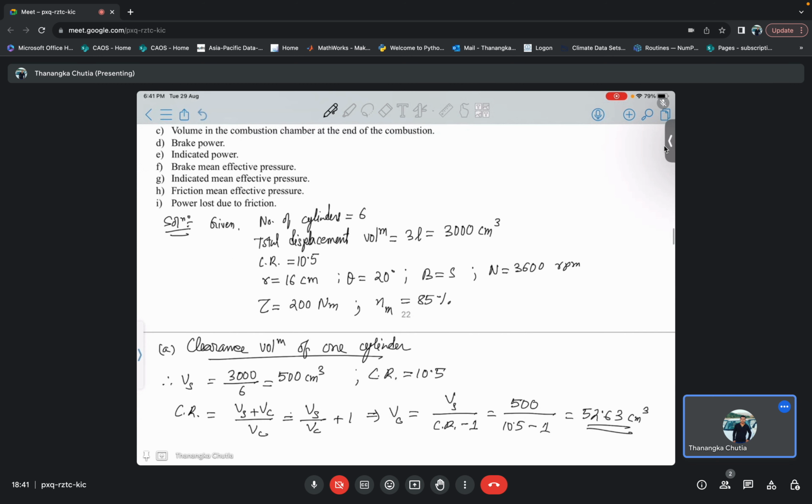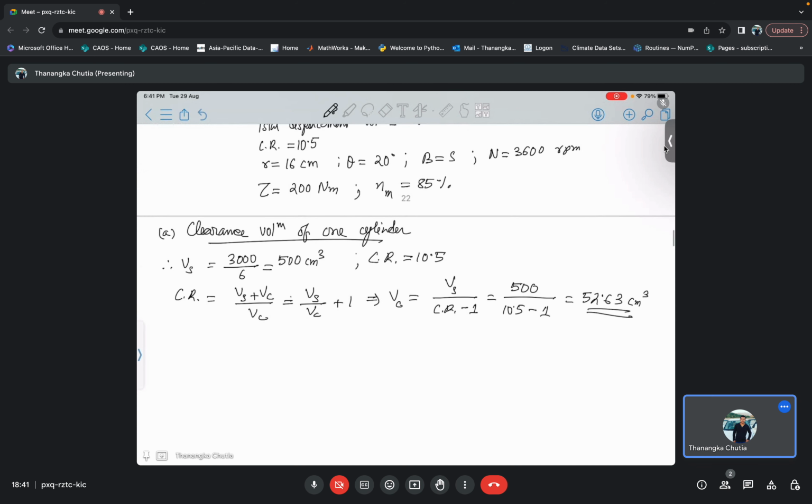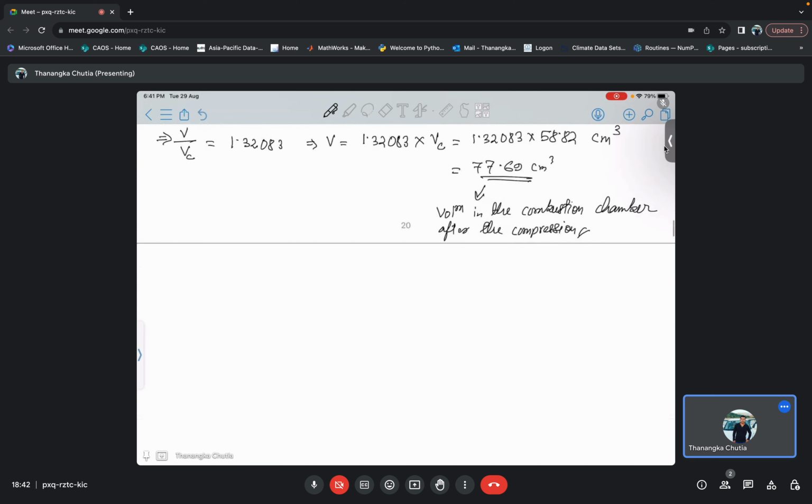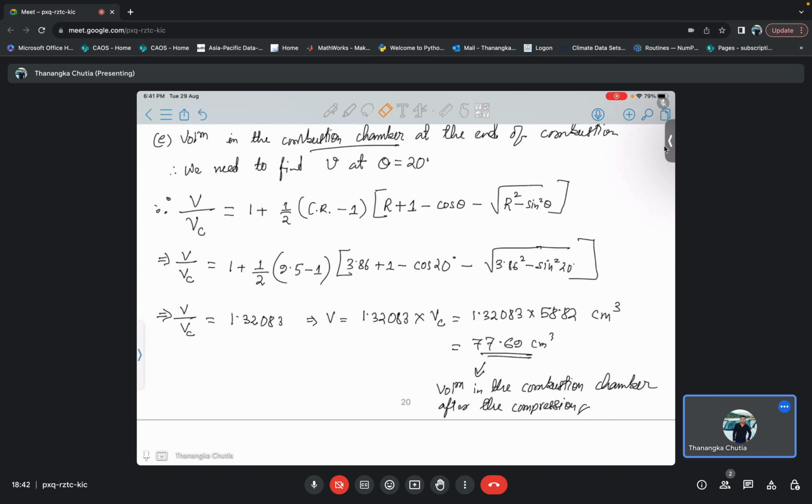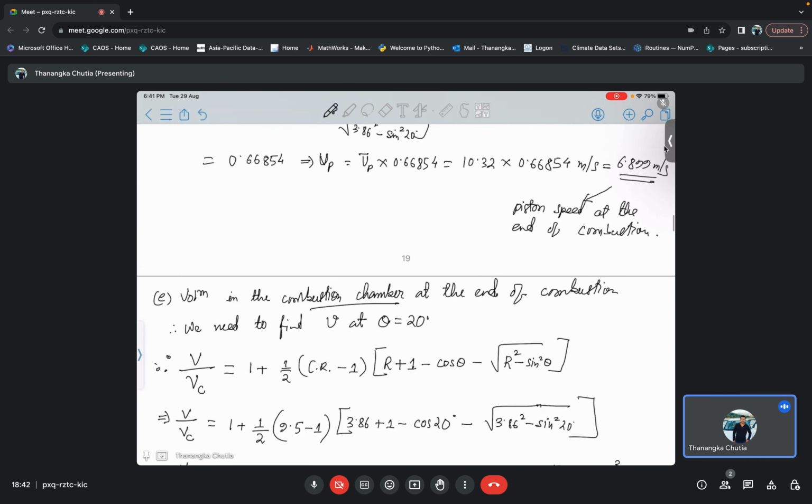Okay, next is piston speed at the end of combustion stroke. Oh, I have written false here, so this is at the end of combustion. Okay, okay, fine.